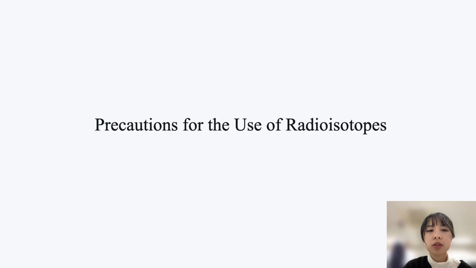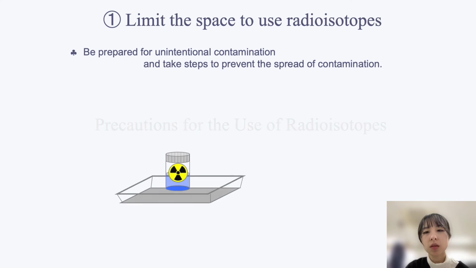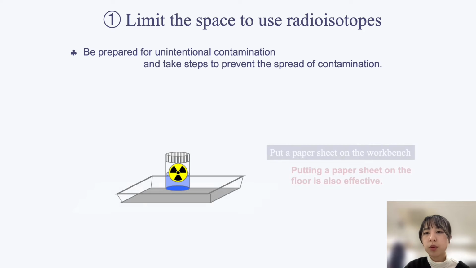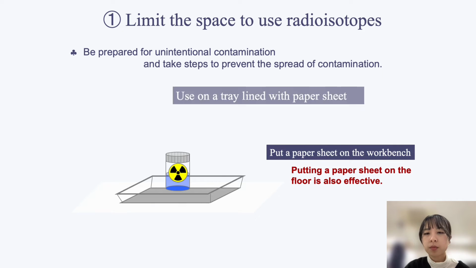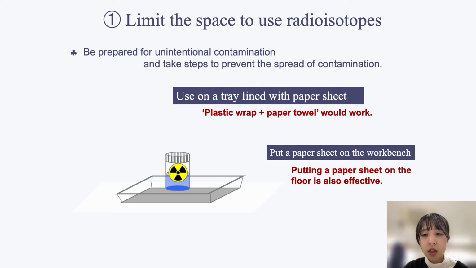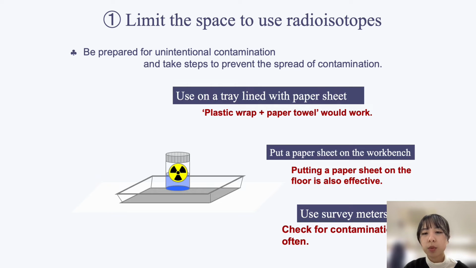Here are the precautions for the use of radioisotopes. When you use radioisotopes, put a paper sheet on the workbench. It is also effective to put a paper sheet on the floor in case the radioisotopes are splashed. If you don't have a suitable tray, you can use plastic wrap and paper towels instead, and use the survey meters to check the contamination frequently.